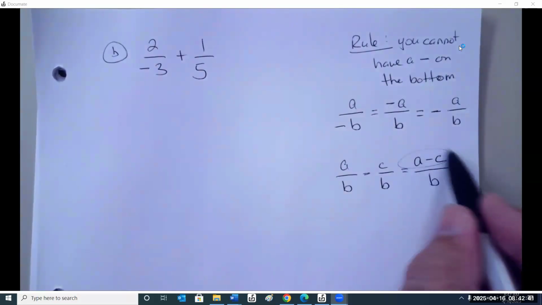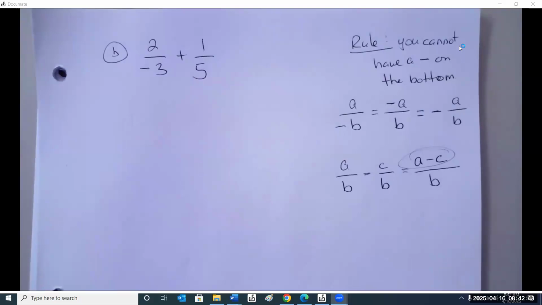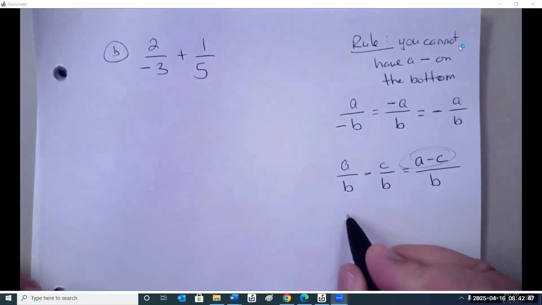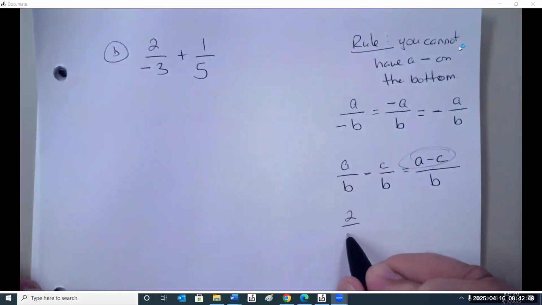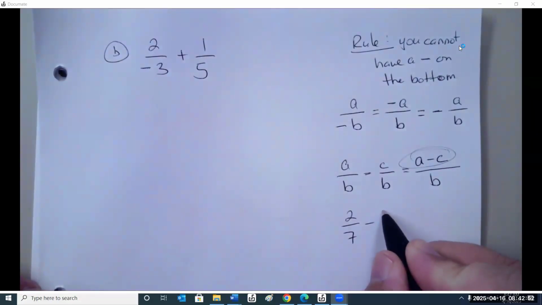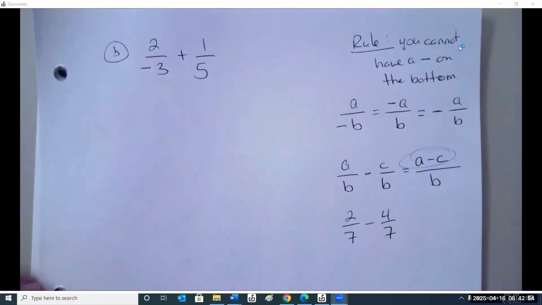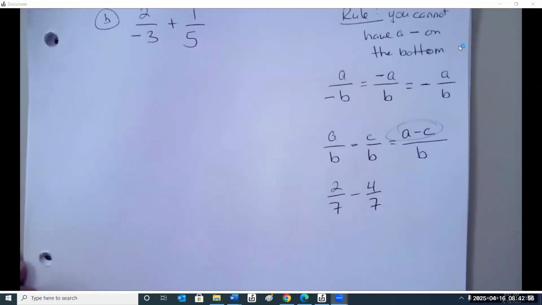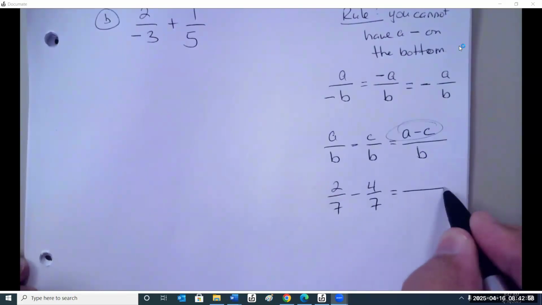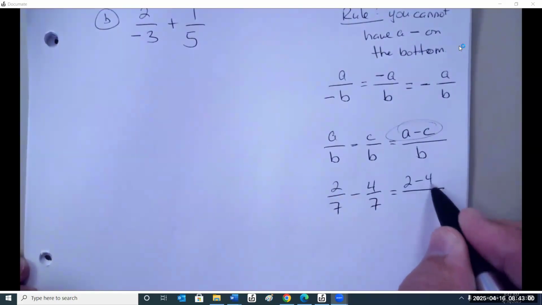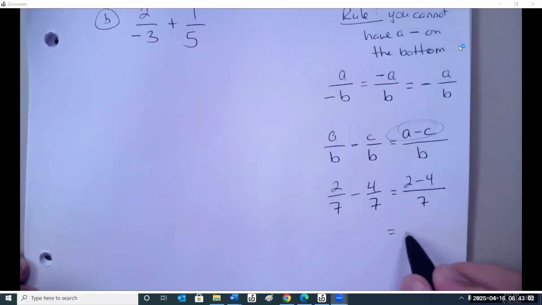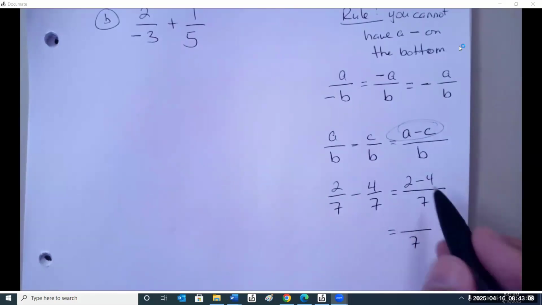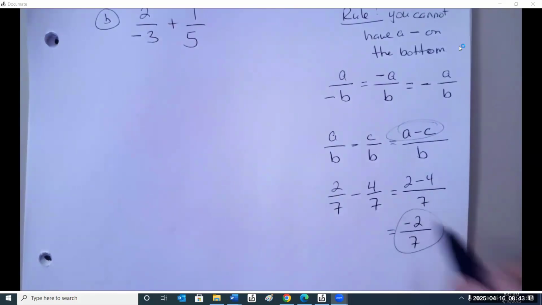Now, if the number becomes negative, it's because the top is negative. So if we had 2 over 7 minus 4 over 7, we got 2 minus 4 over 7. Is the 7 negative? No. That's the reason why. The negative never goes on the bottom. So 2 minus 4 is -2. And there's your answer.